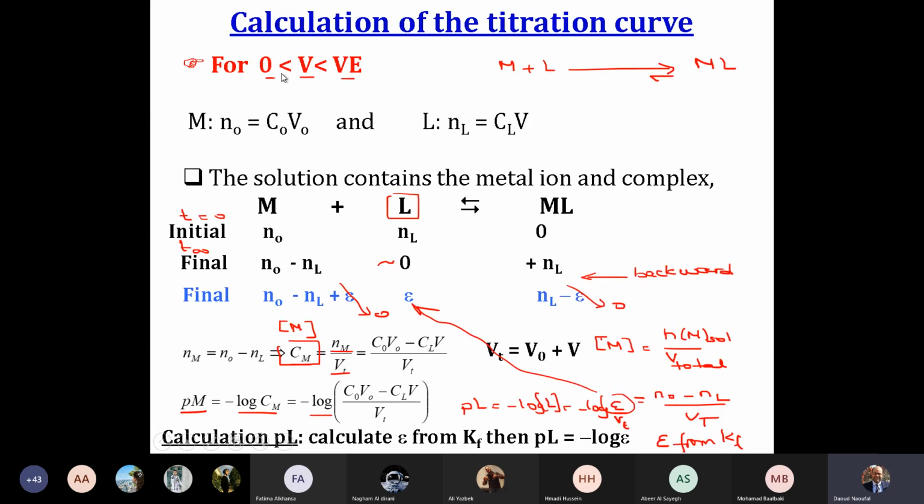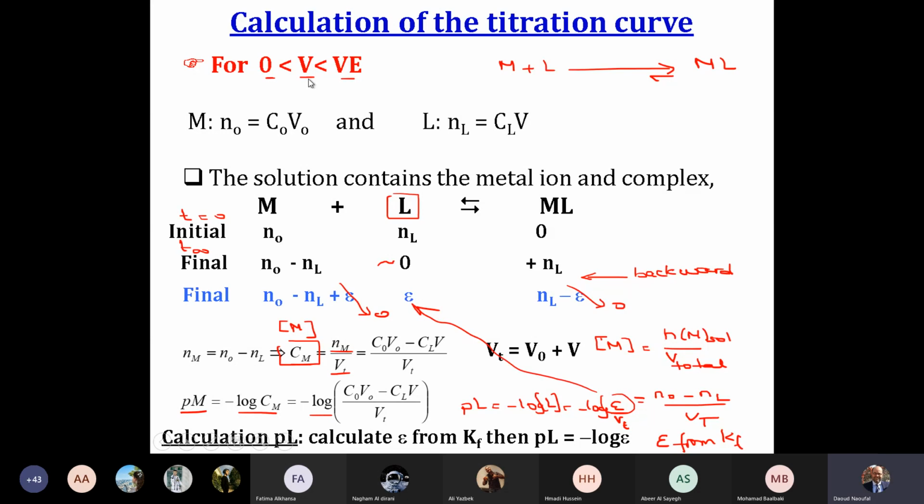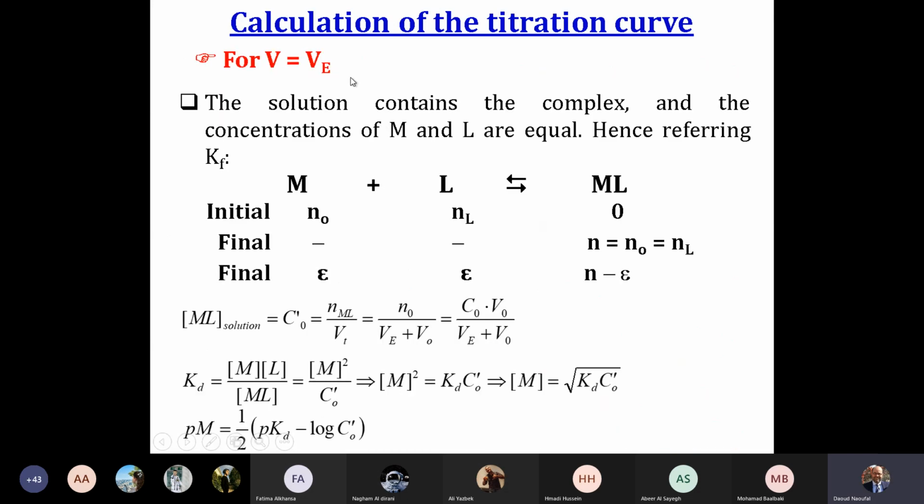Now, the first characteristic point was V equals 0, before addition of the ligand. The second characteristic point is before equivalence. The third characteristic point is at equivalence. Suppose you add ligand at a certain volume equal to VE. What would happen? When L is added to M, it will proceed in the direction of formation of ML. At t equals 0, we have N0 and we have NL. This reaction will proceed till t equals infinity. So N0 reacts completely, practically zero, NL reacts completely, practically zero, and n of ML is equal to N0 or NL added at VE.